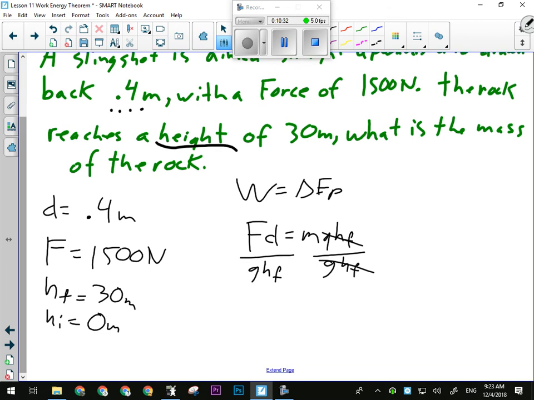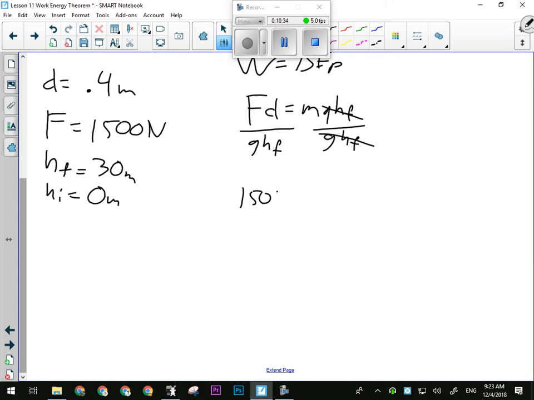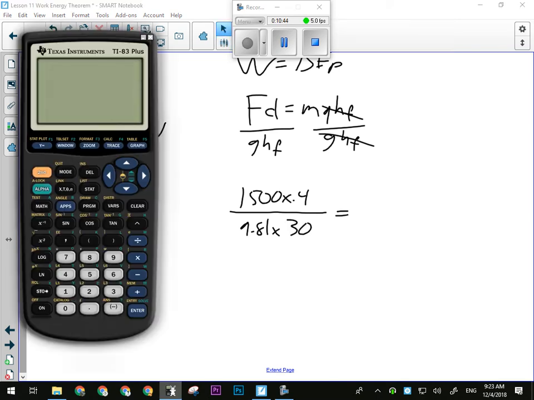Okay, plug in our numbers. So we got 1500 times 0.4, divided by 9.81 times 30 meters, and that'll give us our mass. So 1500 times 0.4 divided by 9.81 times 30. All right, so it's going to have a mass of 2 kilograms. So it's a big rock.